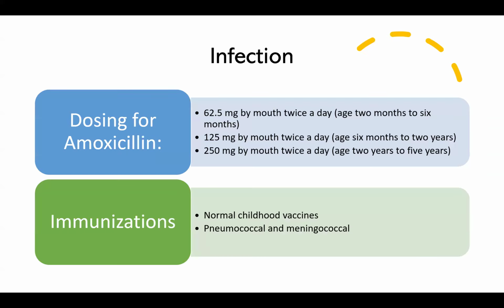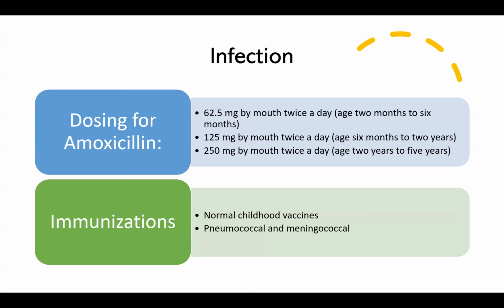So here in Canada, we don't have penicillin suspension or liquid. We only have amoxicillin suspension. And so the dosing is based on age, not so much weight. Shortly after birth, we will start our babies on amoxicillin at 62.5 milligrams twice a day from 2 months to 6 months, and then double the dose to 125 milligrams twice a day from 6 months to 2 years, and then double it again to 250 milligrams from 2 years to 5 years.